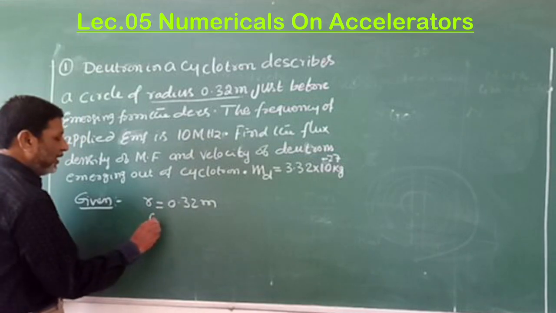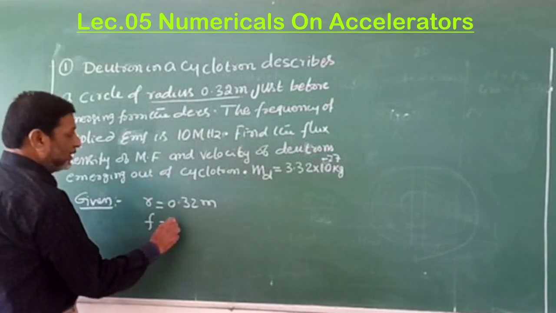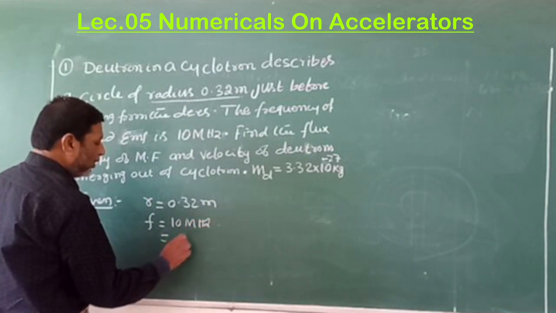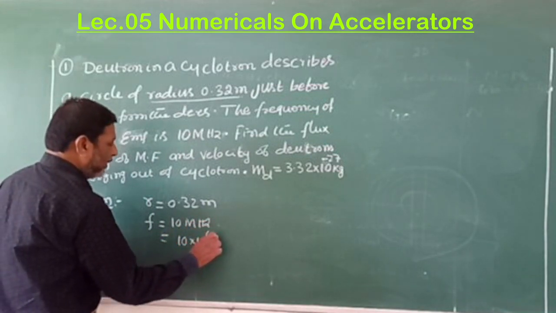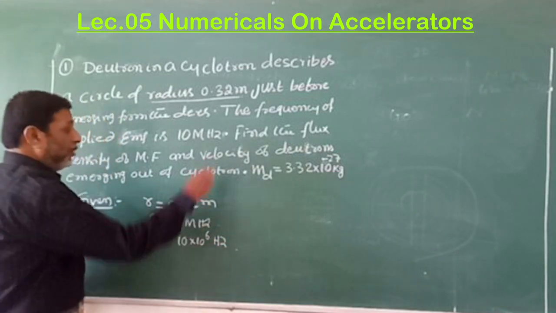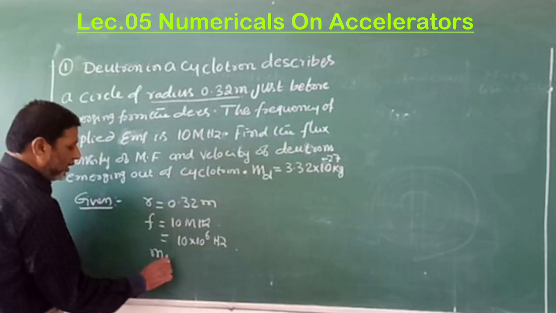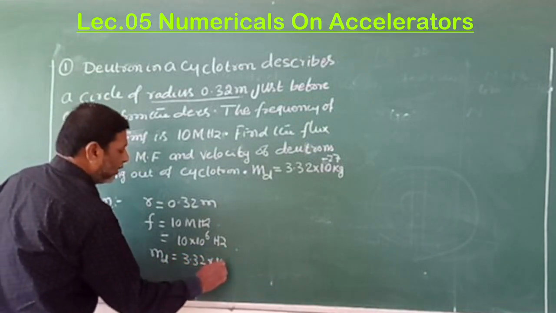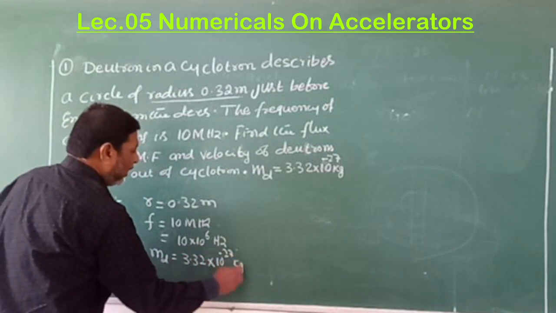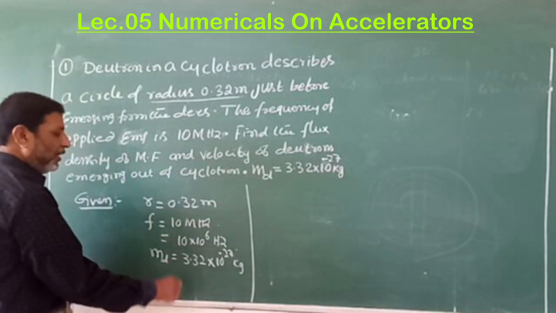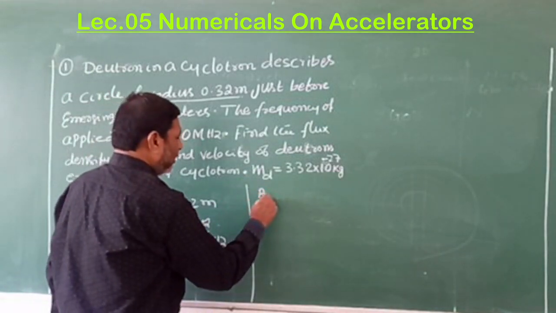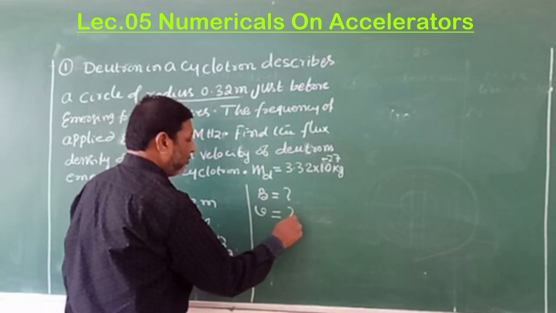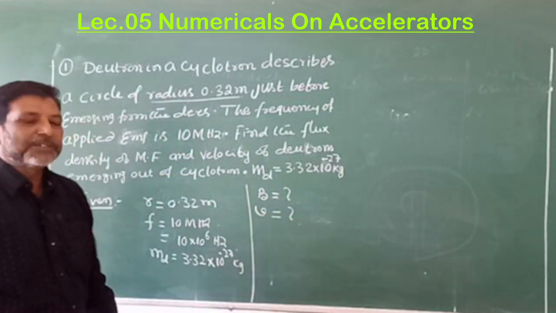Next, the frequency of the applied AC is equal to 10 megahertz. Mega means 10 to the power of 6 hertz. Then the mass of the deuteron is also given to you: 3.32 into 10 raised to minus 27 kg. Then by using these three values, you have to calculate the applied magnetic field and the velocity with which it will come out from the cyclotron.